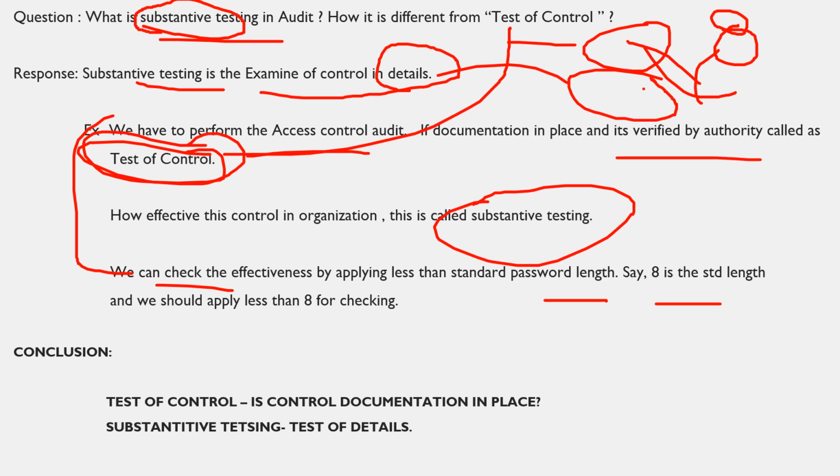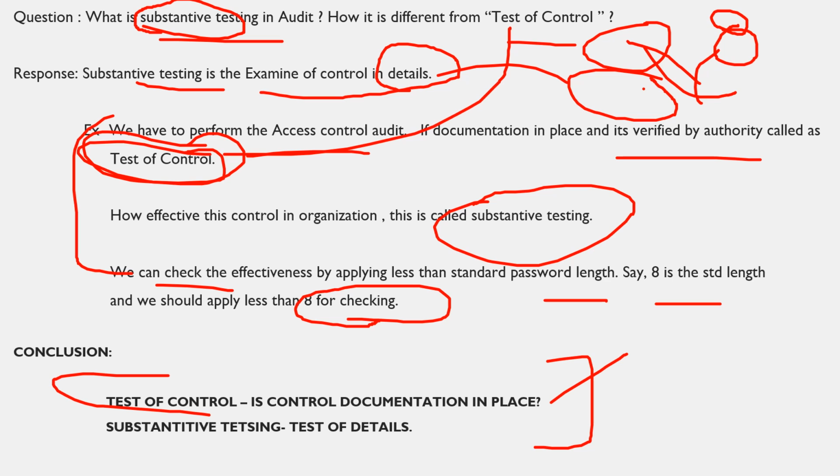For example, 8 is a standard length and you should apply less than 8 for checking. I mean you audit by applying a value less than the standard value, to see whether it pops up an error or not. This is a way from where you can check the control in detail. So the conclusion for substantive testing and test of control is: if a control document is in place, it comes under test of control, and the test of details comes under substantive.